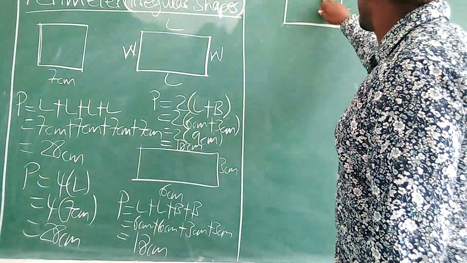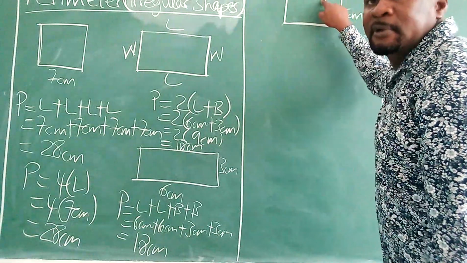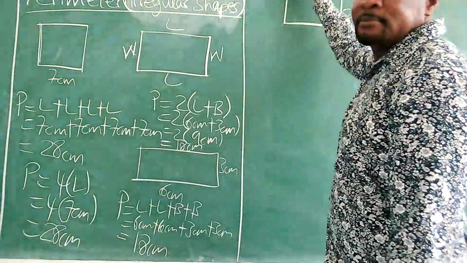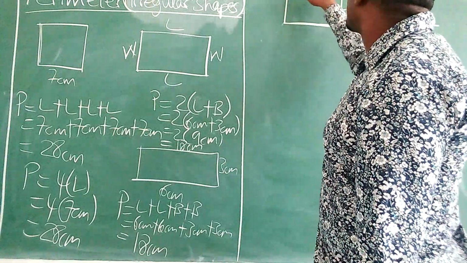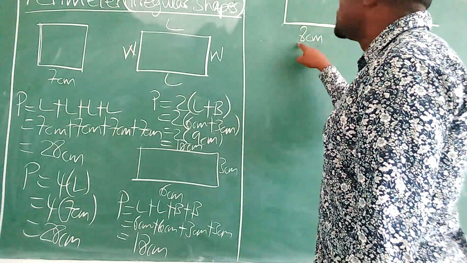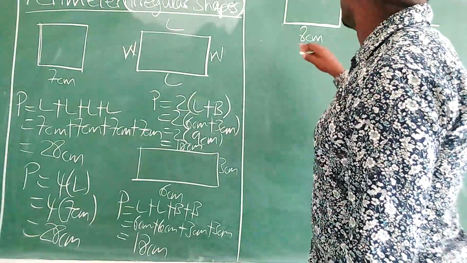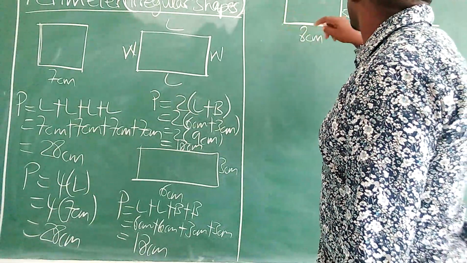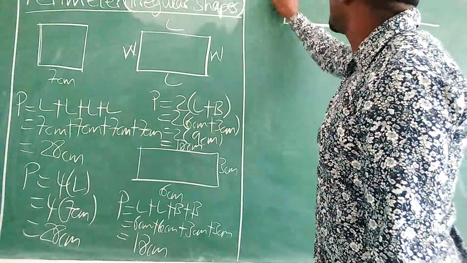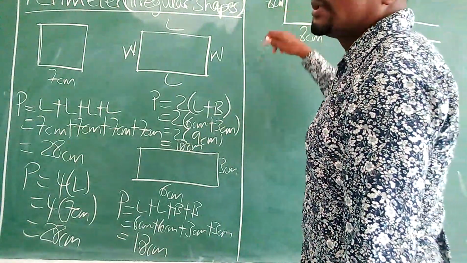So the first horizontal line here is 5. It's 5. And then the second one is 3. The first one is 5, and the second one is 3. So when you add them, you get 8 centimeters. So this line will be 8 centimeters. Now the second one, you want to find the vertical line here. Here we have 5 centimeters. Here too is 3. So when you add the two, you get 8 centimeters. So that means this line is 8 centimeters. This one too is 8 centimeters.